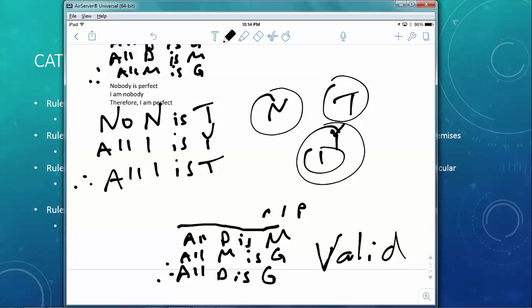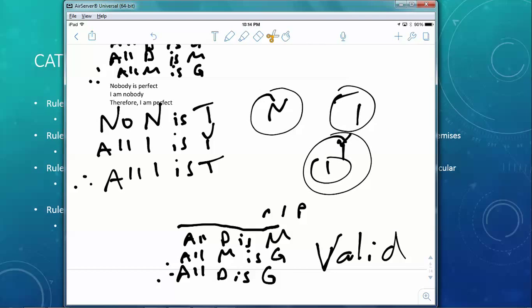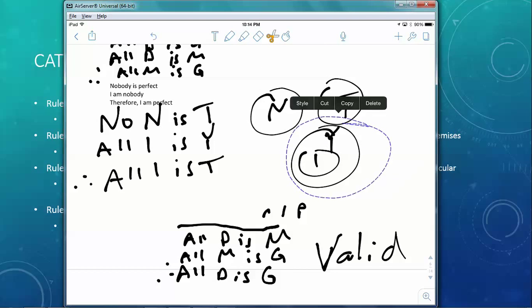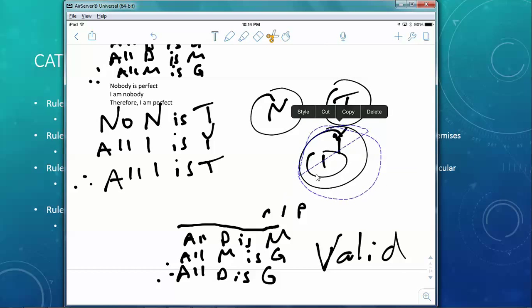However, this guy right here, you don't know where it's supposed to be. It could be right inside. Oh, I didn't mean to take that guy with me. Let's undo that. Well, anyway, the I and the Y could be drawn inside of the T, inside of the N, right? Outside of both of them, you have no idea. So this is a four-term fallacy.